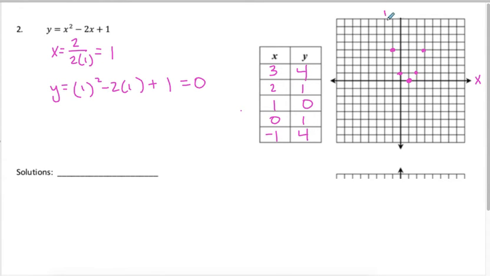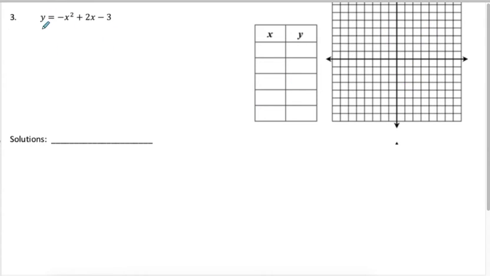negative 1 up 4. This is going to be one of those where the discriminant would be 0. It just touches the x-axis once. This only has one solution at 1, 0. Our vertex in this case ended up being the solution to this. And so this was one of those special cases where the vertex is the root, is that solution. All right, let's try number 3.